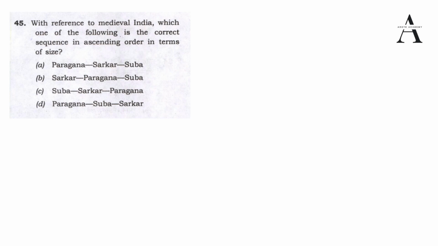This question was asked by UPSC in June 2021. With reference to medieval India, which one of the following is the correct sequence in ascending order in terms of size: Paragana, Sarkar, Suba? So we have to arrange them in ascending order based on their size. These were the units during the medieval time used for administration or revenue purposes, and we will discuss them in detail. This question was asked last year.